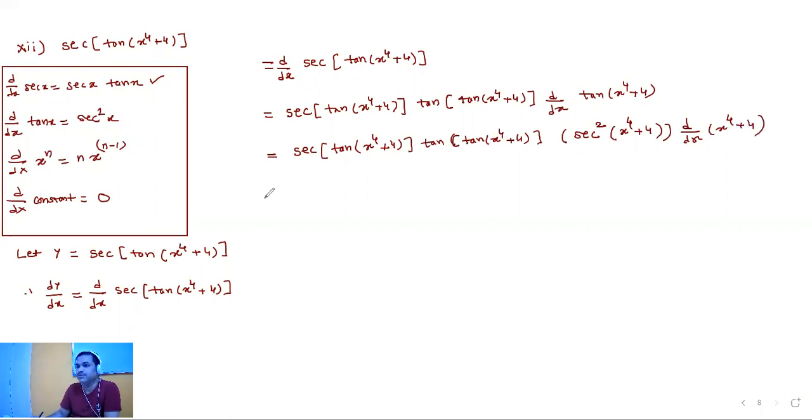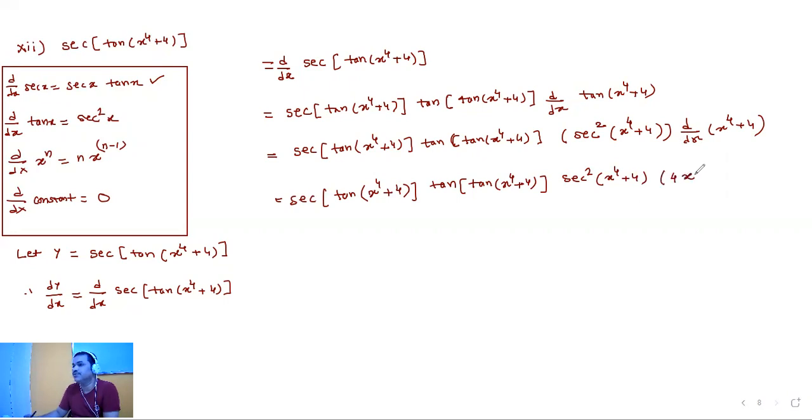So now this will become sec of tan x raised to 4 plus 4, tan of x raised to 4 plus 4. Then sec square of x raised to 4 plus 4, and this is 4x cube, and the derivative of 4 is 0 because it is a constant. So apply the whole thing which we had discussed earlier.